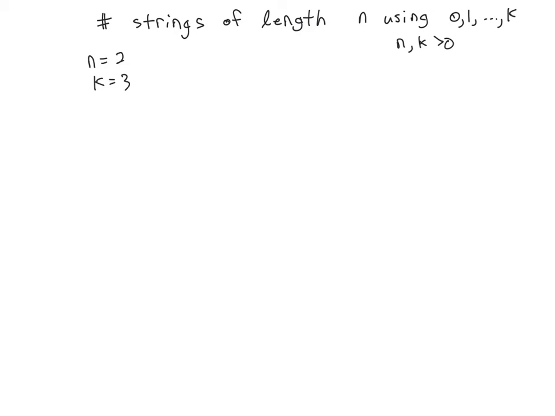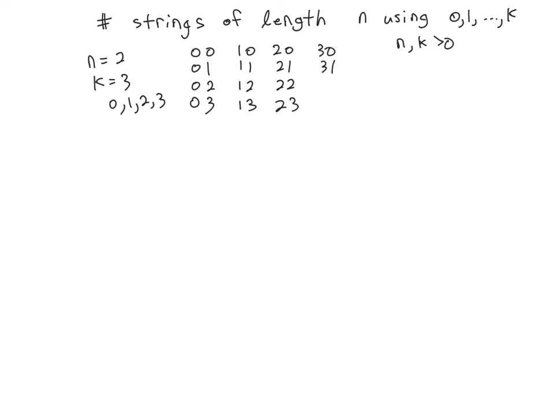So what do I mean by a string? It's just a list of numbers. And for k, so I'm allowed to use 0, 1, 2, or 3. And so you have 0, 0. That's a string of length 2. Same with 0, 1, 0, 2, and 0, 3. You also have 1, 0, 1, 1, 1, 2, 1, 3. 2, 0, 2, 1, 2, 2, and 2, 3. And finally, this one.